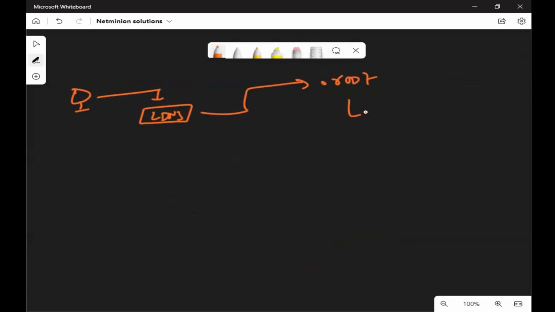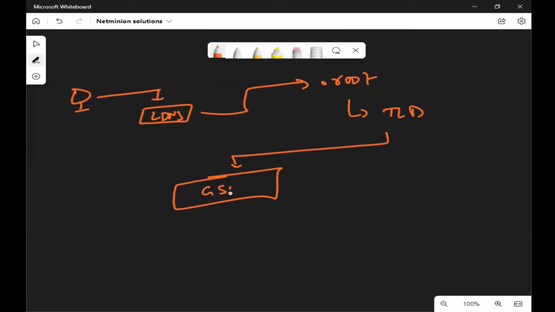So here, when we are talking about F5, what happens is a client comes to the LDNS. The LDNS may go to the root server, then probably from the root server to the TLD, and from the TLD to the GSLB solution, your F5 DNS.